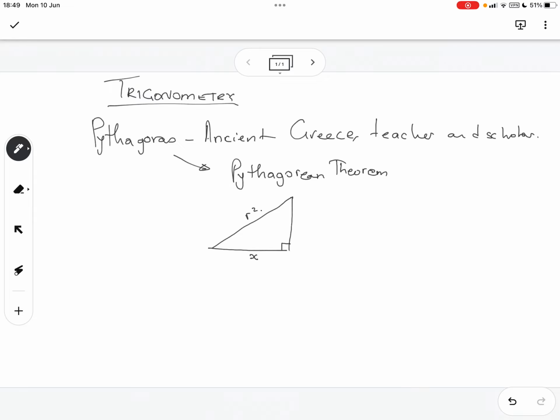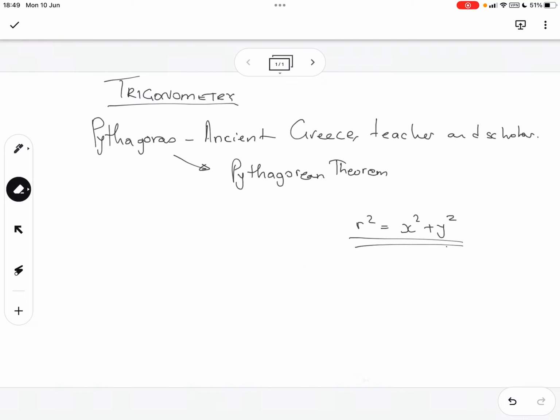Pythagorean theorem. Okay, so only a right angled triangle, and that's the radius, and this is x and that's y. Then the square of the hypotenuse equals the sum of the squares of the other sides. And what this theorem really means, right?